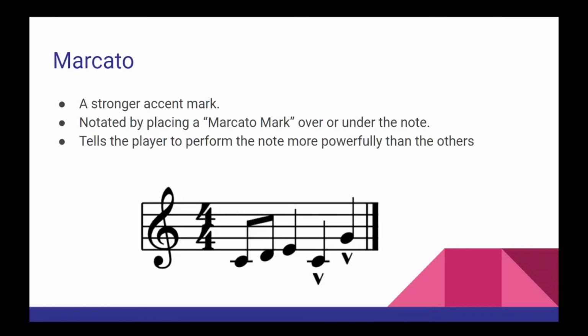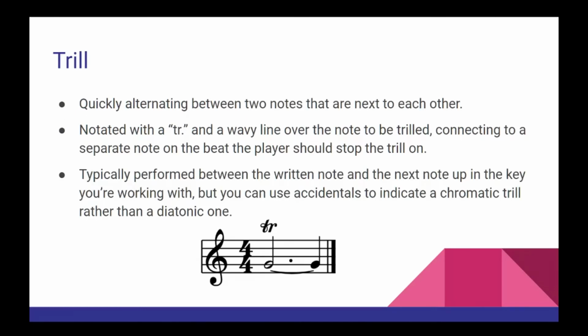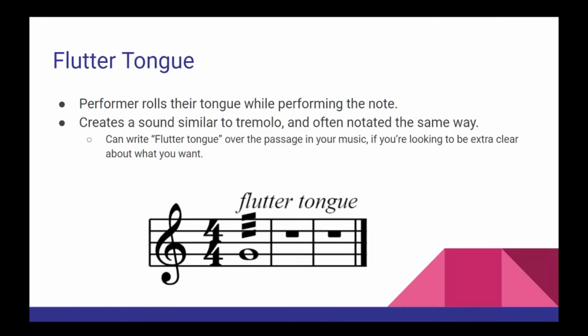Next, we have trills, which are notated just like the string section and result in performers moving very quickly between two pitches for a sustained amount of time. Flutter tongue is a similar technique, in which the performers roll their tongues like they're rolling an R sound. It creates a sound similar to a tremolo in the string section, and funnily enough, they're often notated the same way. You can also write flutter tongue over the passage if you want to be extra specific.